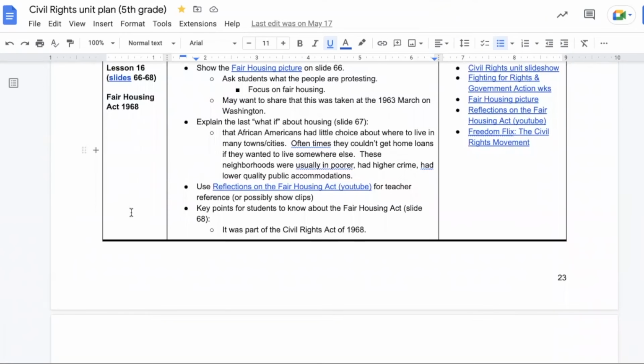This leads into a conversation about discrimination in housing, of how a lot of times African Americans could not get loans to live somewhere else, and that the neighborhoods and houses that they were usually able to afford had higher crime, were in areas with usually fewer resources, and had lower quality public accommodations.